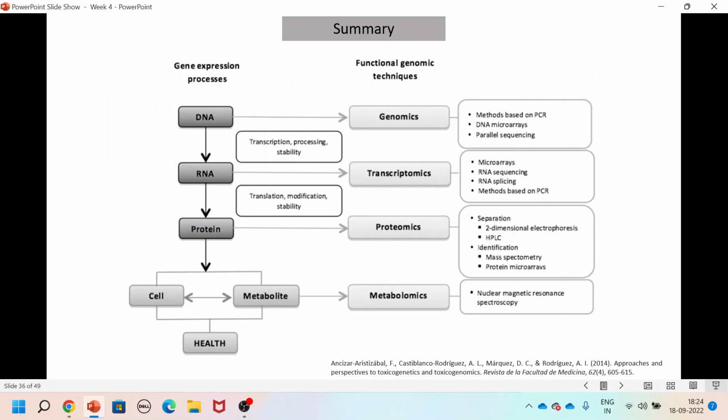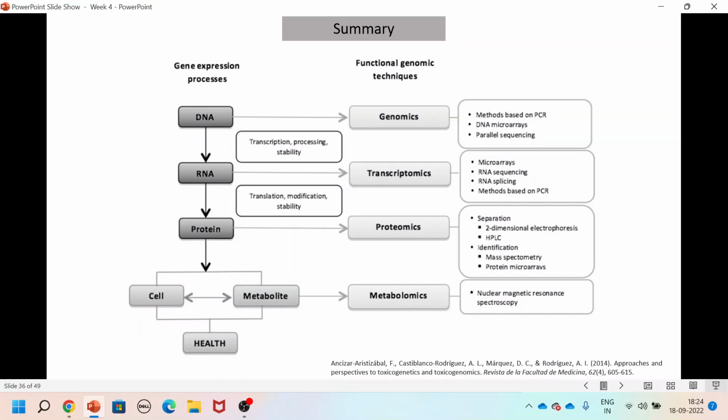So this is the summary of the overall functional genomics course and the different functional genomic techniques that we have discussed. We see that DNA leads to the formation of RNA, protein, and then there are different metabolites which are involved in maintaining the health of an individual.